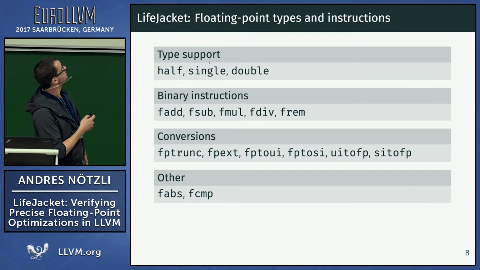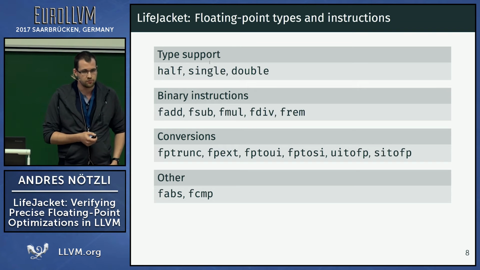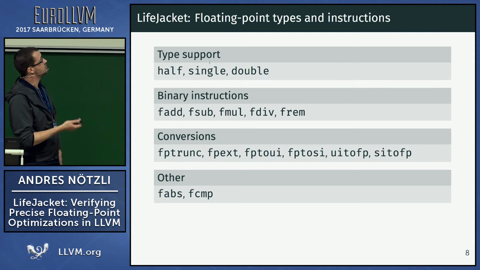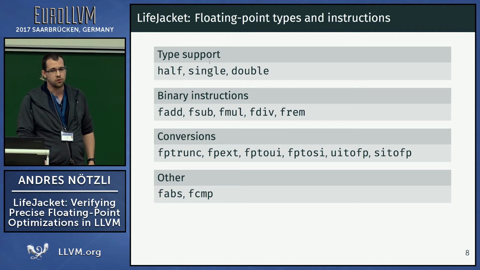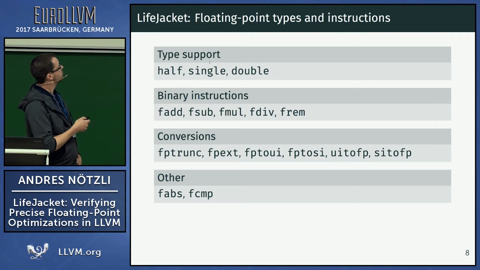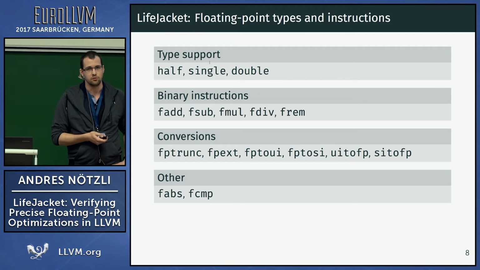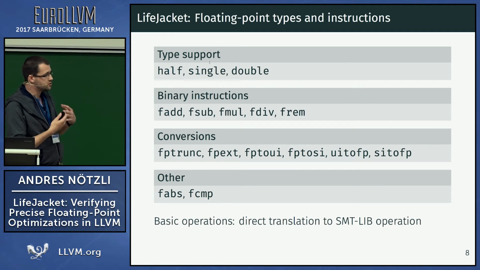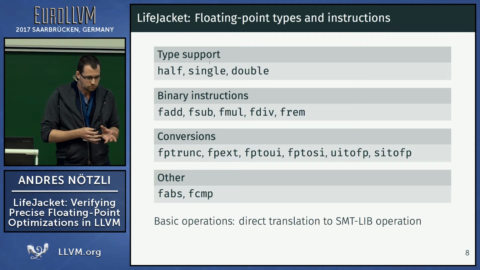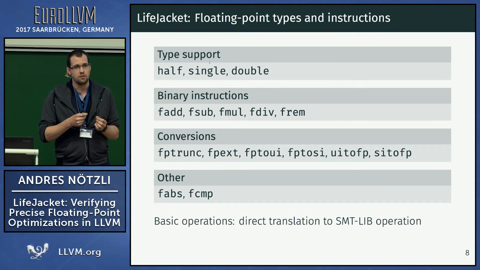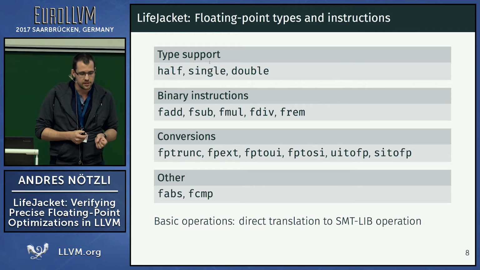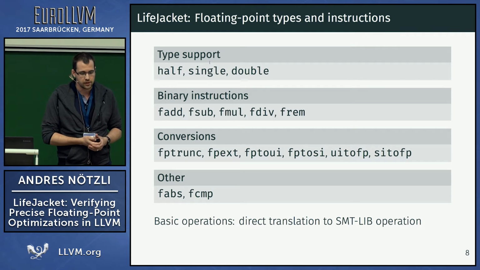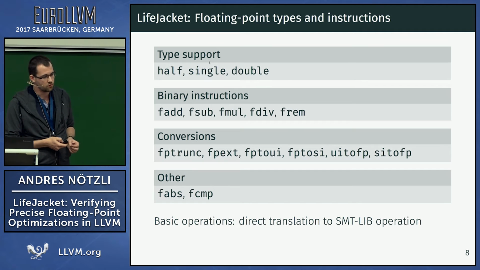So we support the typical half, single, and double precision floats, as well as the standard binary instructions like addition, subtraction, and so on, conversions from floating point types to integers, and then also computing the absolute value and comparing floating point values. For most of these basic instructions, there is actually quite a straightforward translation because the SMT standard defines similar operations. For some operators like FREM, the translation is a little bit more complicated, but in general, it's relatively straightforward.